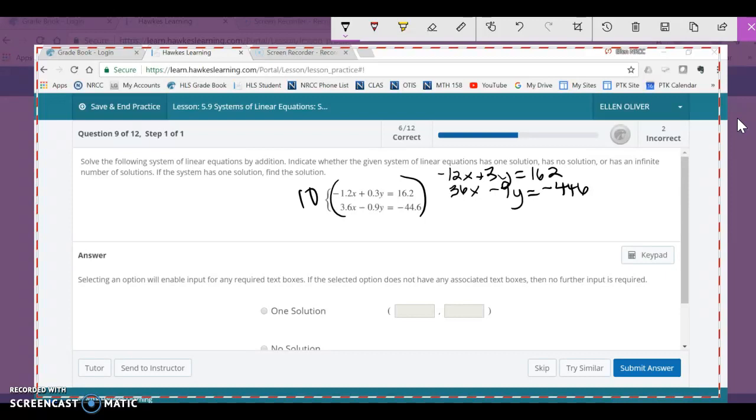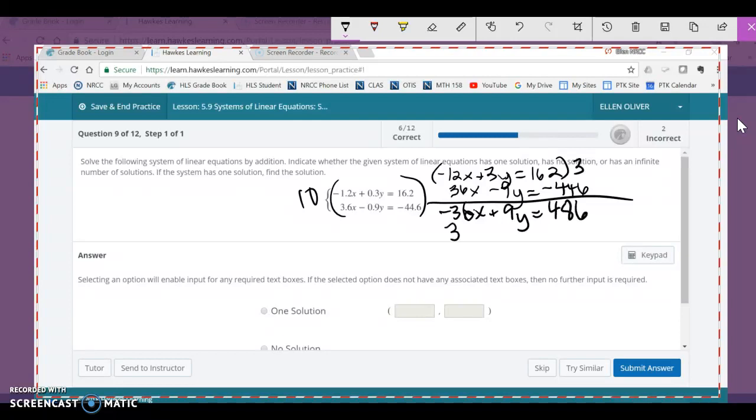All right, now I look at my y's and I have a plus 3 and a minus 9. So if I did this guy times 3, then my y's would cancel. Turns out so would my x's. So let's see what happens. So this becomes the first equation, negative 36x plus 9y equals 486.